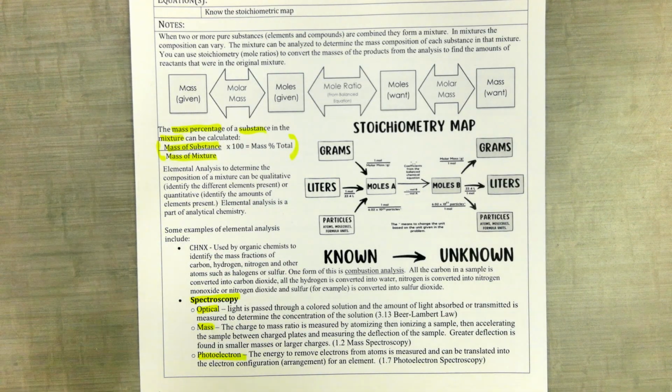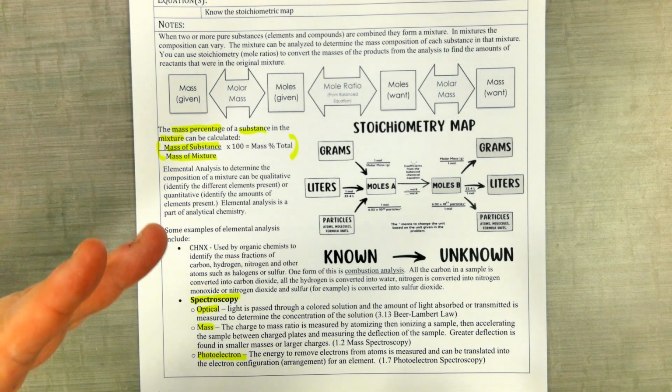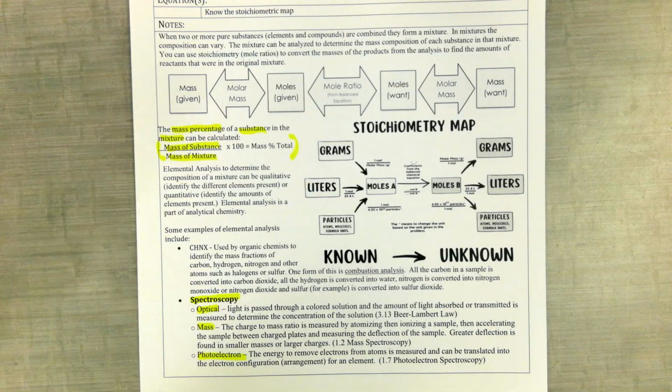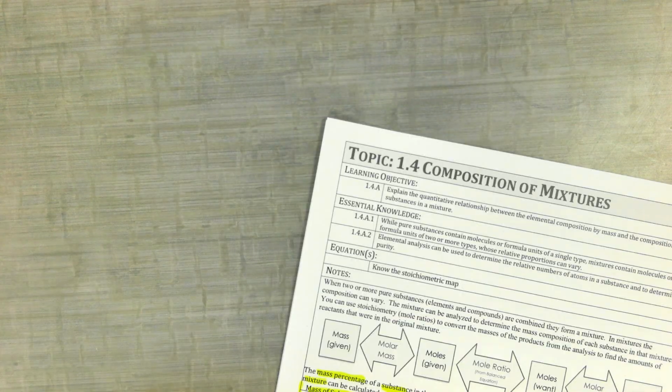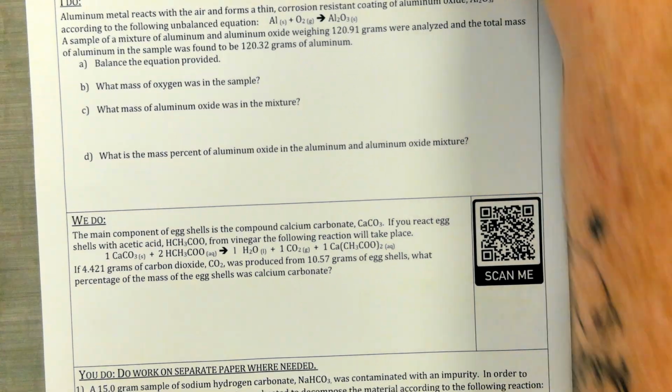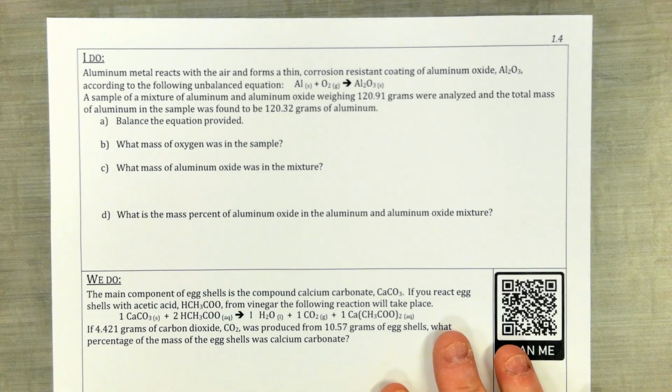Now it really gets into, well, what if we want to calculate it through math, through stoichiometric relationships? So that leads us into the I do and we do. So I'm going to take this and put it off to the side. And I'm going to just zoom this in just a little bit to get the I do a little bit bigger.